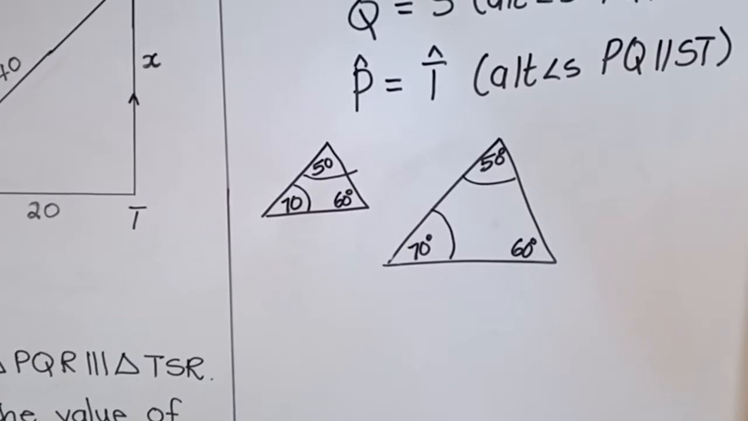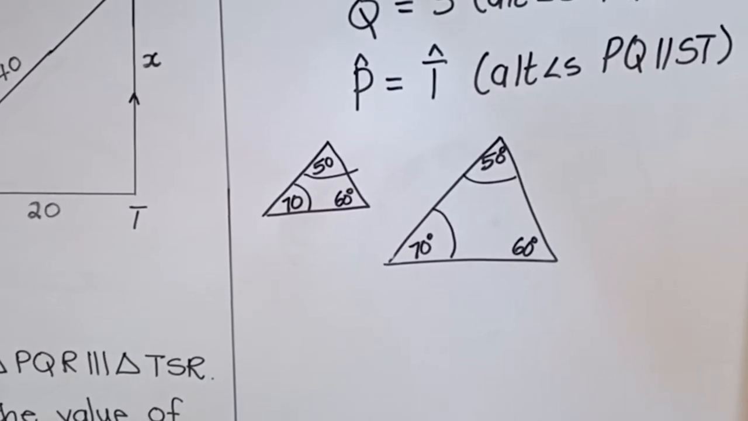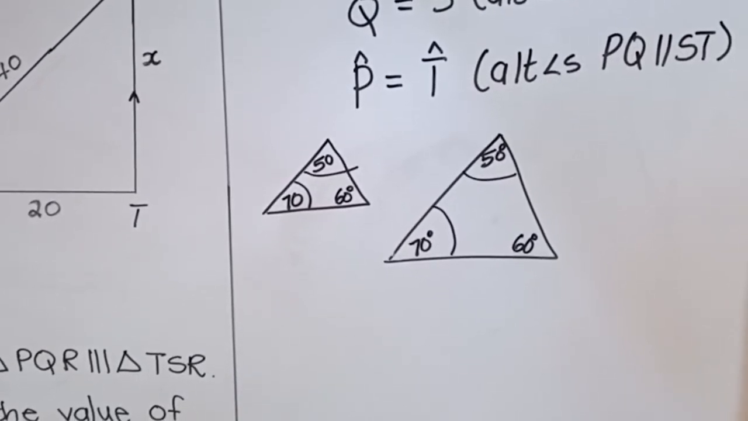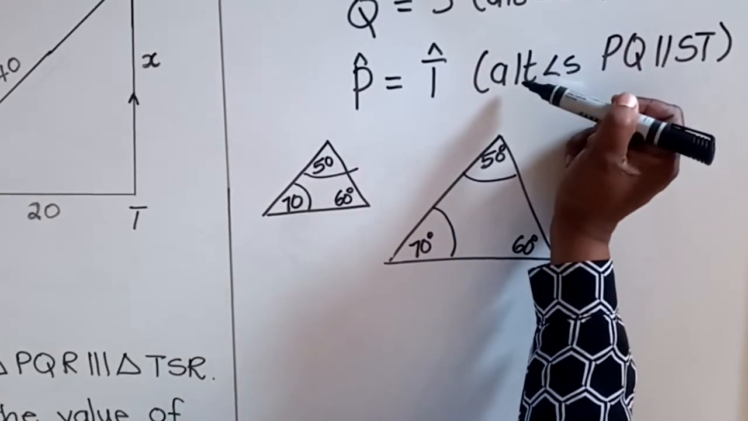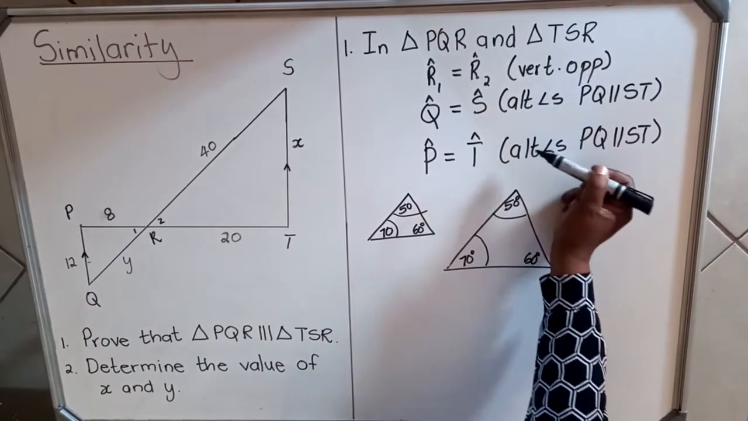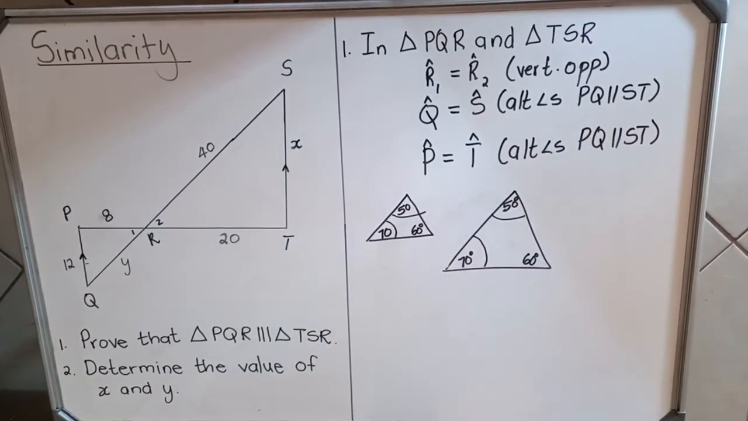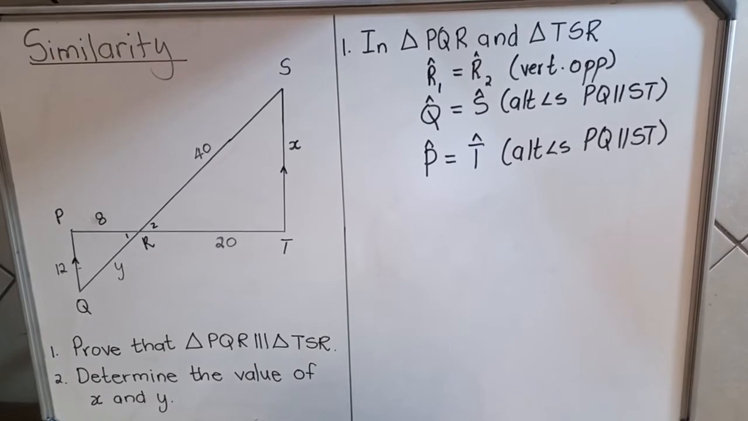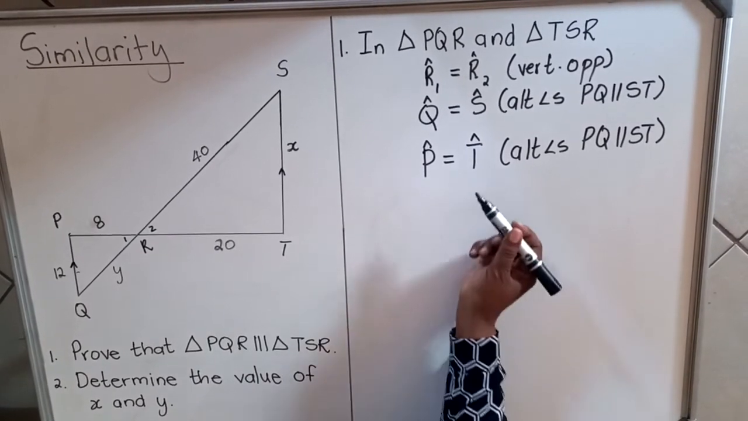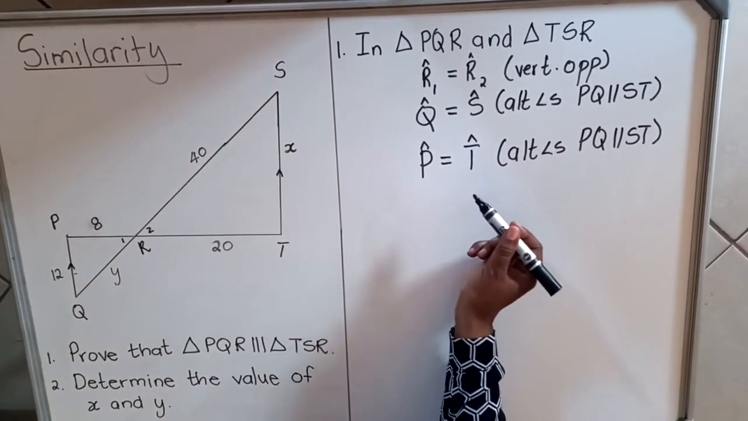Then your reason will be sum of angles of a triangle. Or you could say third angle of a triangle. You don't necessarily have to prove all three of them like I've done here. If you have proven two, the third one will automatically be equal. Now, when will you use the third angle in a triangle if you're not given? Now, in this question, the examiner expects you to write that.